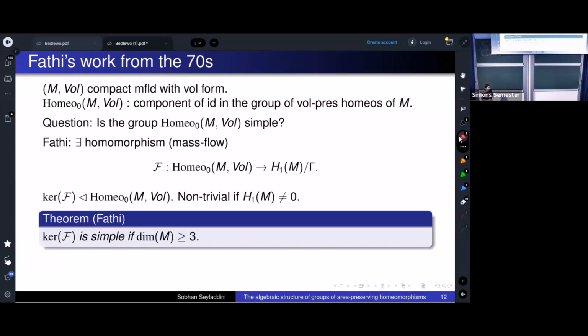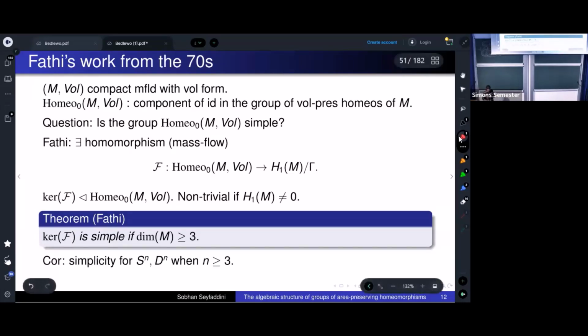He showed that the kernel itself, which is the obstruction to non-simplicity, is actually a simple group in dimensions greater than or equal to 2. So you see, the picture is quite simple. Either the group is simple, or if it's not simple, it's because of the existence of this natural homomorphism whose kernel, the obstruction to simplicity, is itself simple. So they're not too far from being simple. And as you can see, there is again the case n equals 2, which is left open.